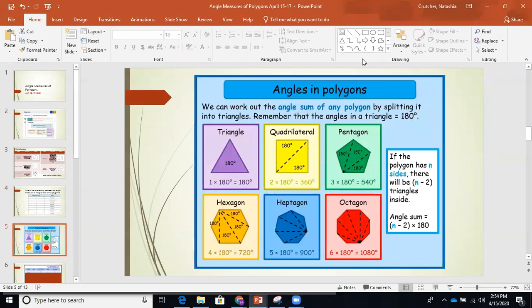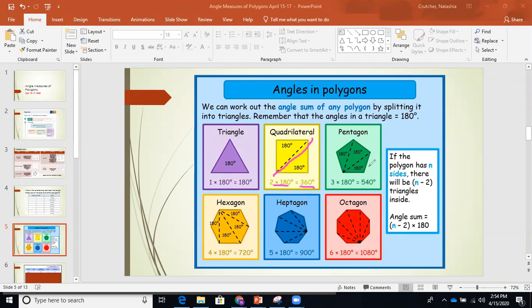Okay, angles and polygons. We can work out the angle sum of any polygon by splitting it into triangles. Any polygon, we can cut it into triangles. Remember that the angles in a triangle equal 180 degrees. So in our triangle here, we know the triangle is 180. With a quadrilateral with 4 sides, we can draw the diagonal down the middle and we get 2 triangles. So 2 times 180 tells us that the interior angles of a quad add up to 360.